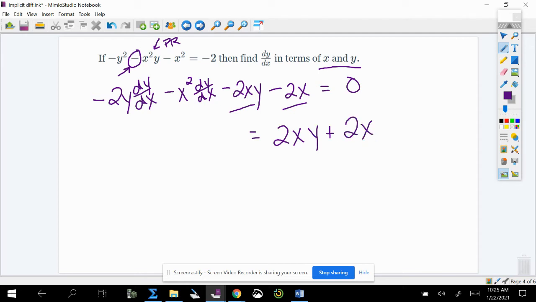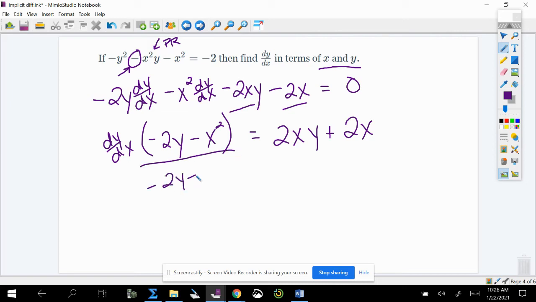If you want to start skipping steps, again, let me show you what I mean by you can start skipping steps if you want. You can factor out a dy dx and write down what's left at the same time, if you're comfortable with that. If not, do it one step at a time. And then finally divide both sides by this negative 2y minus x squared.